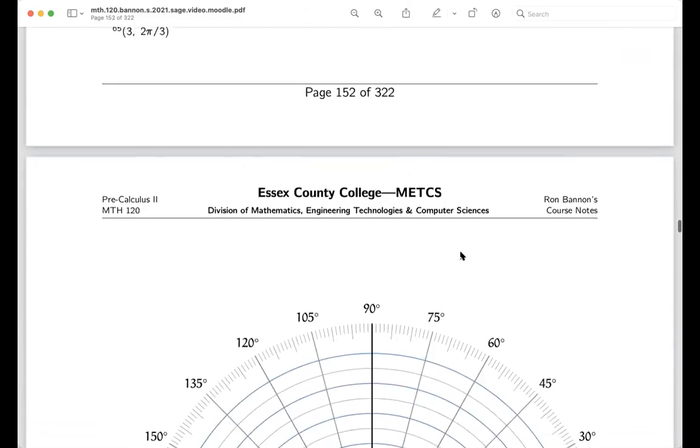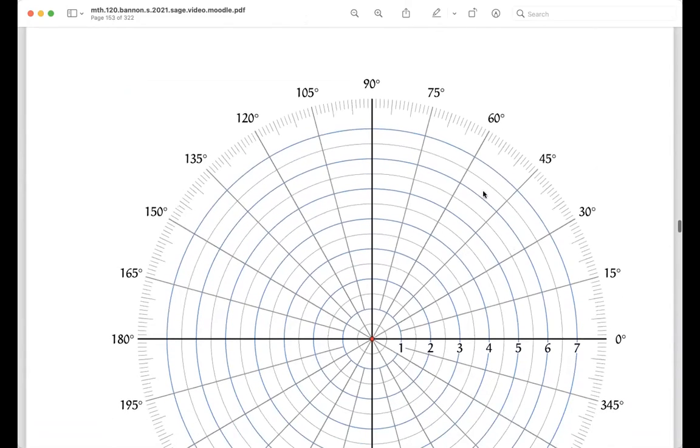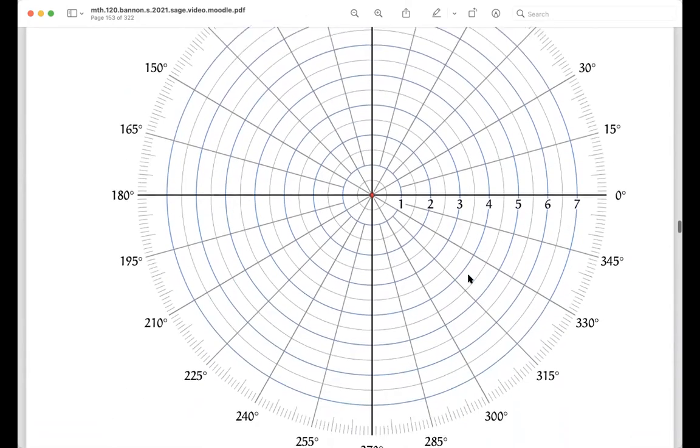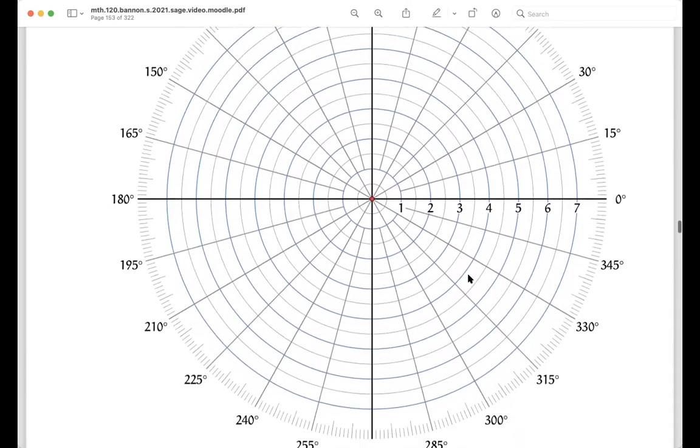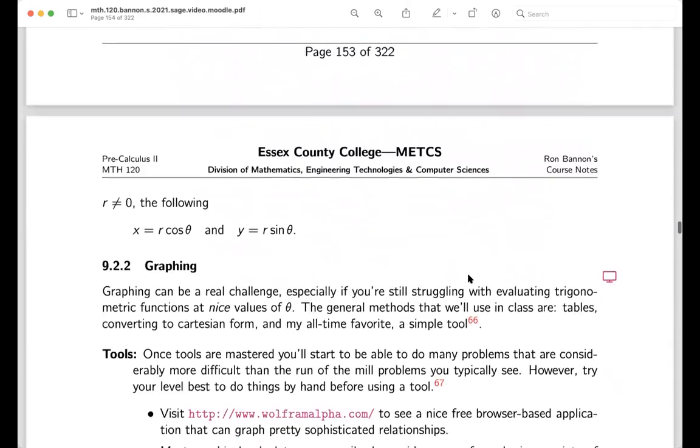So when we do the problem set, oh, by the way, we give you good pictures of what polar graph paper looks like as well. And you're free to use that. You can just print that out if you want. It's really easy to do. Print it out and use it.